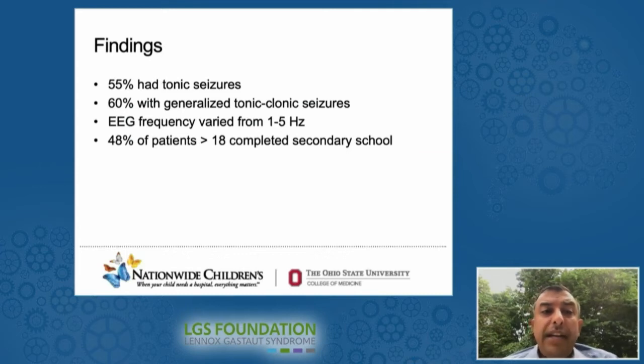What about findings? What did these patients have? Well, 55% had tonic seizures, so maybe not as high of a tonic seizure rate as we would expect in a typical LGS patient. 60% had generalized tonic-clonic seizures, and their EEG frequency varied from 1 to 5 hertz. And 48% of these patients who were greater than 18 completed a secondary school.